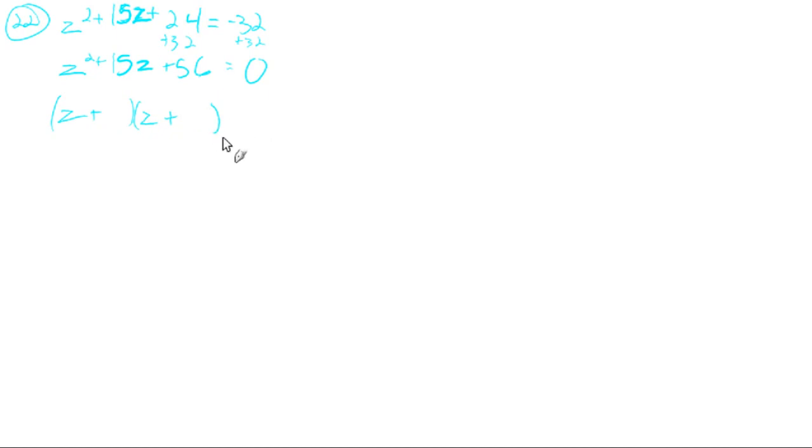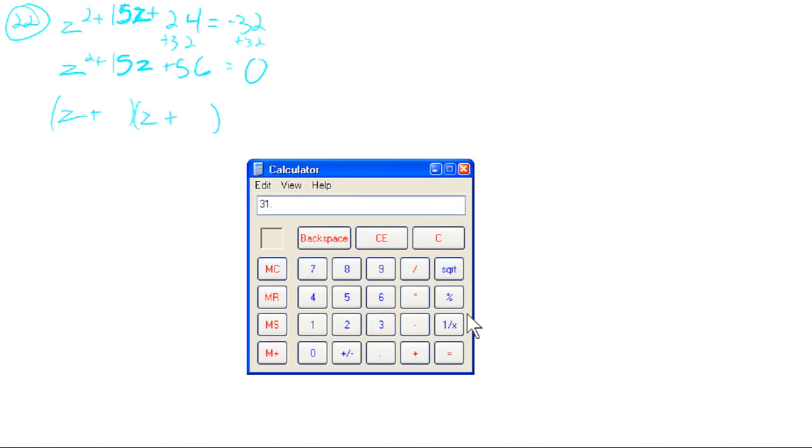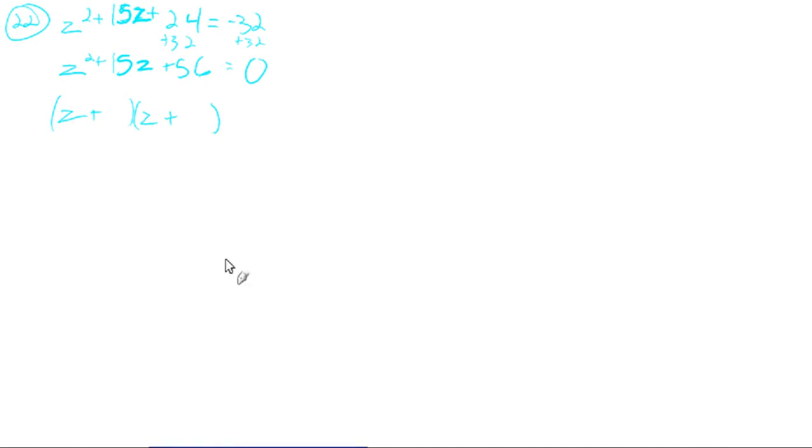Let's see. Times, I believe that's 8 times 7. That is 8 times 7. That's 56. So either z plus 8 equals 0, or z plus 7 equals 0. So z equals negative 8, z equals negative 7. Those are your two solutions. There you go. So when we use the quadratic formula, we had better wind up getting negative 8 and negative 7.